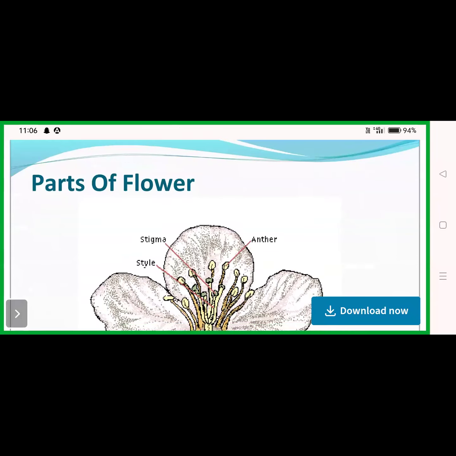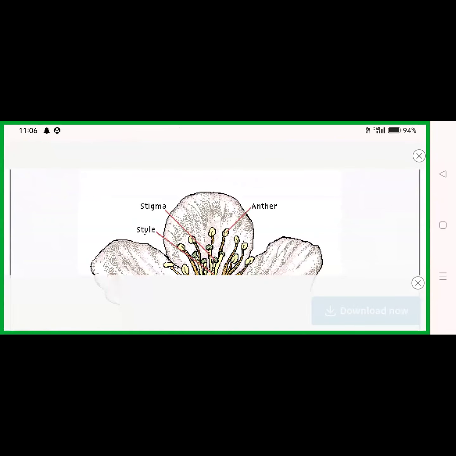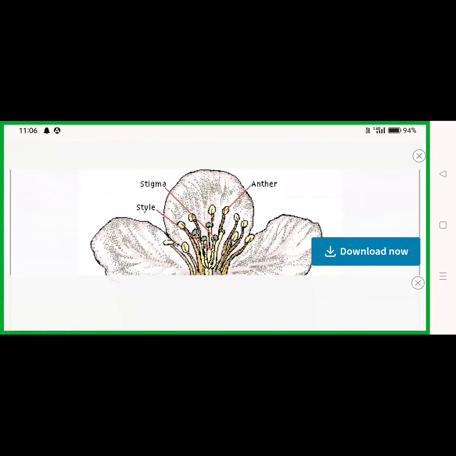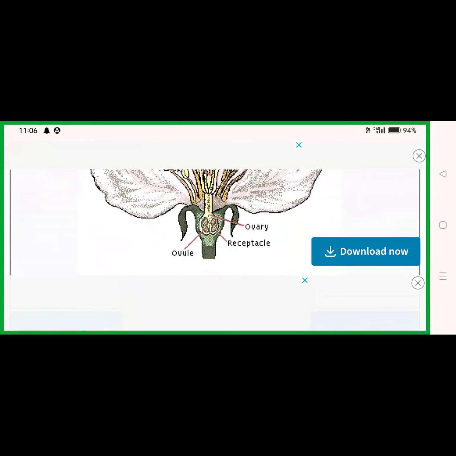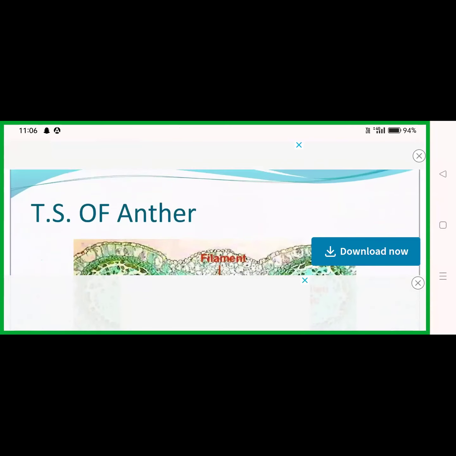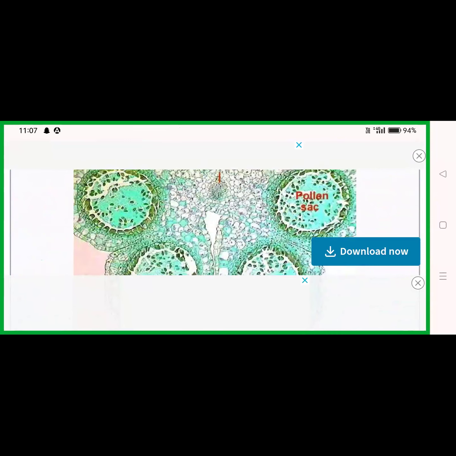So already we have completed the introduction of embryology and the parts of the flower. Parts of flower completed: calyx and corolla, androecium, gynoecium, the male sexual organs and female sexual organs. So today we are going to discuss the anther.